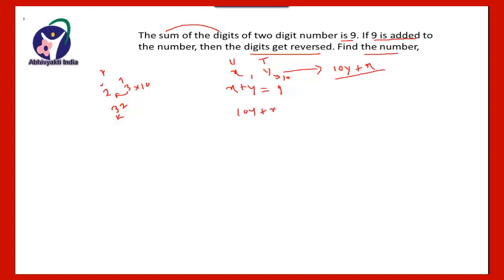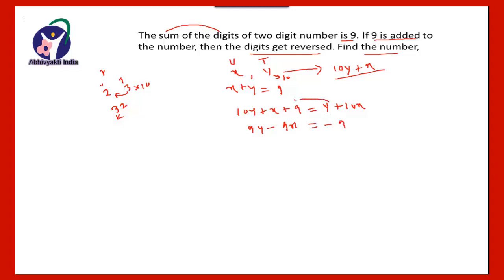And as per the condition, if 9 is added to it, then the digits get reversed. It means the unit place digit becomes tens place digit and tens place digit becomes unit place digit, and therefore that number becomes y plus 10x, because x has become tens place digit, so 10x, and y has become unit place digit. Now if you solve this, you will get 9y minus 9x is equal to minus 9.